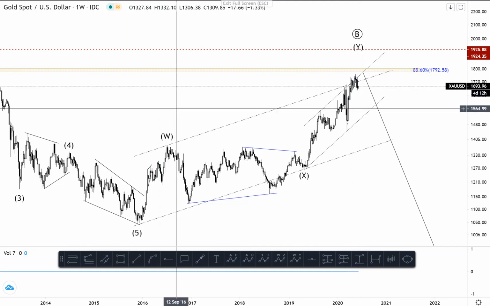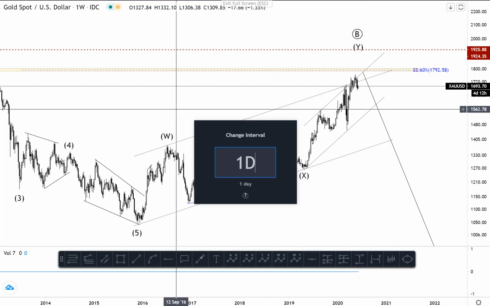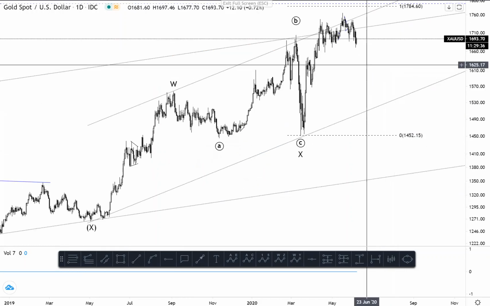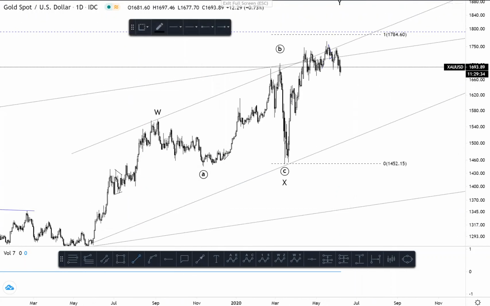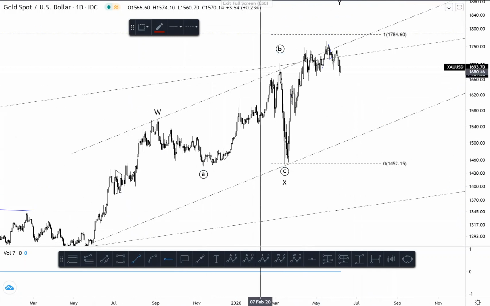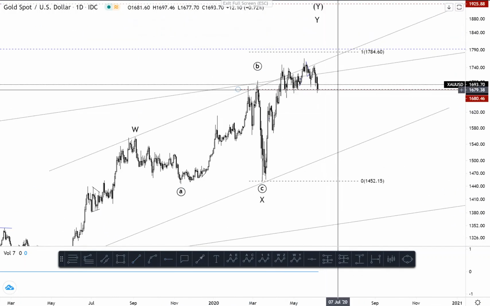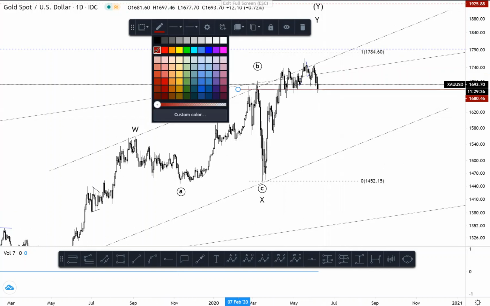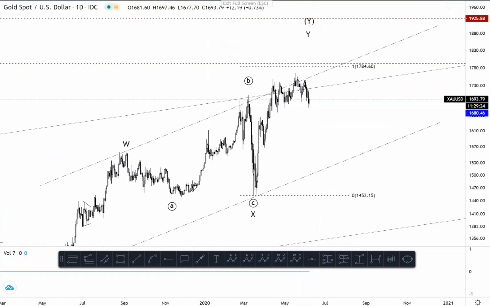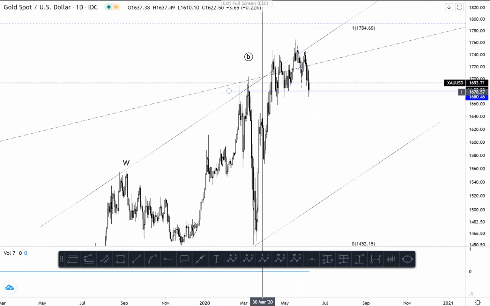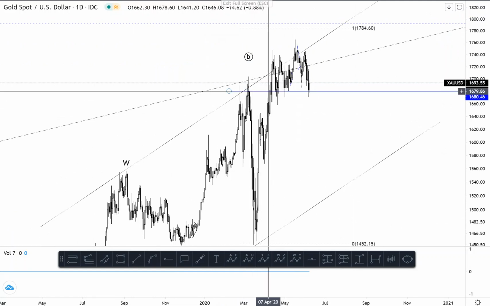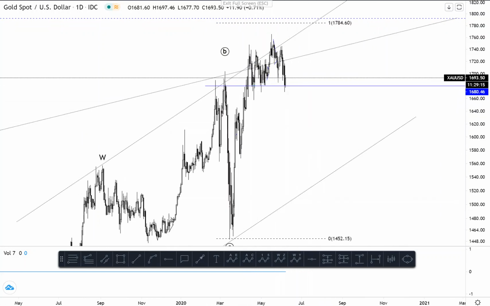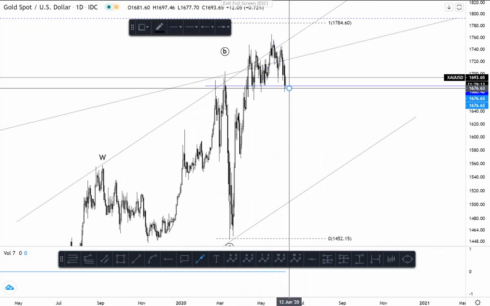Also, we want to see a break of structure. Now, we move on to the daily time frame, and when I say a break of structure, this is a break of structure. A break of structure is previous resistance. You can see how this support level has turned resistance. We want to see a break of this structure and this support level to confirm lower prices.